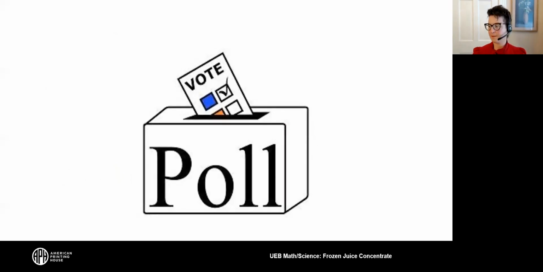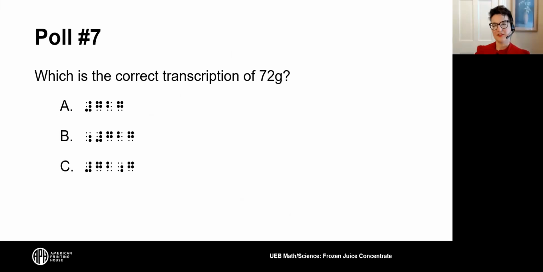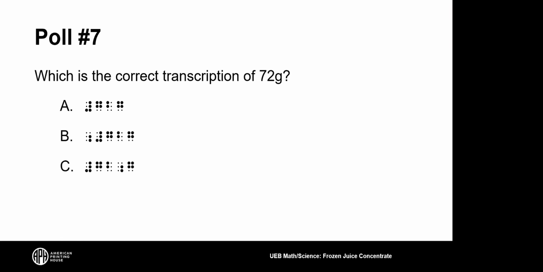We have time for one more poll. We will squeak it in. Let's do it. Which is the correct transcription of 72G? This is a lowercase g following the Arabic numerals 72. See, once again, you're jogging our memory from a few slides ago.